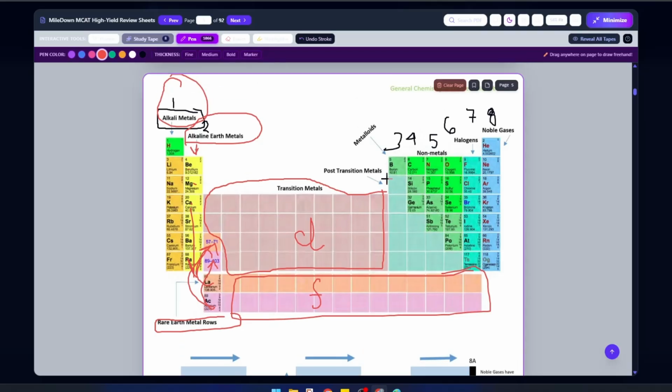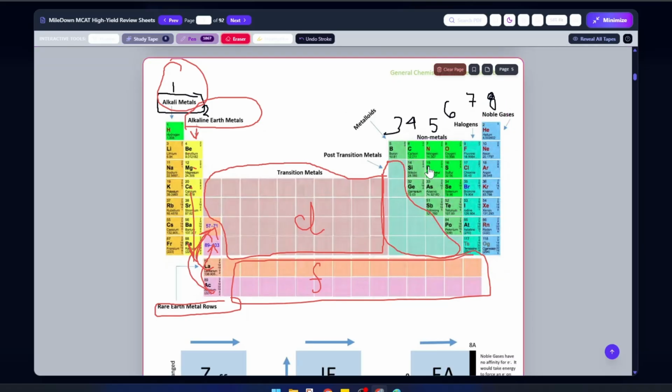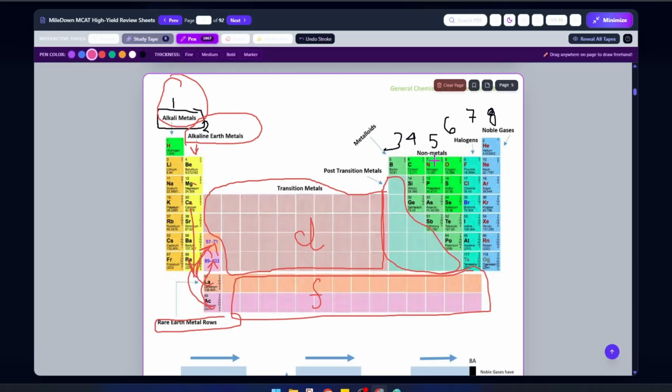And then you have your post-transition metals over here. I don't believe those are too high yield to know, but you should know kind of what they are. And then here, you should know what the metalloids are, okay? And then you should know where your non-metals are. Whoops, metalloids and your non-metals. I actually don't like this diagram that shows non-metals. Let me show you different diagrams for metalloids, non-metals, and metals, so that it makes more sense later on.